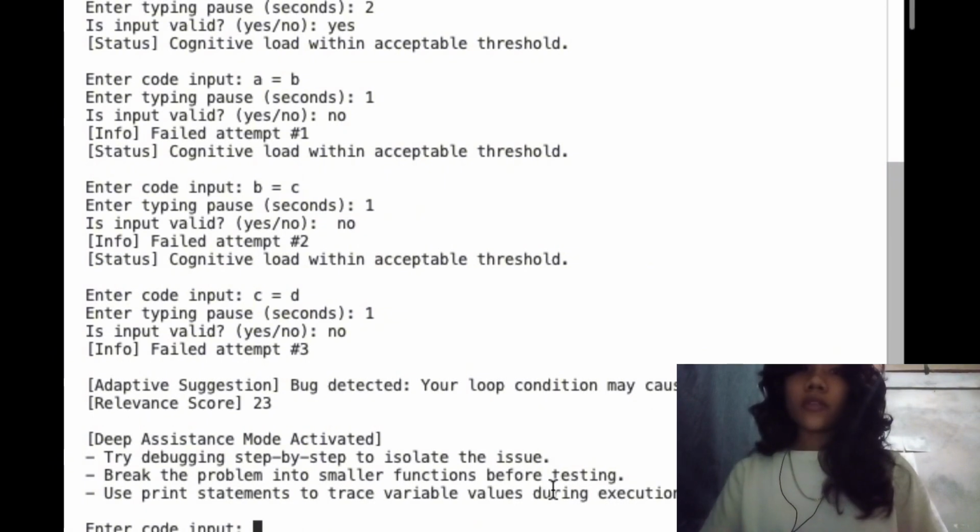On the third consecutive failure, deep assistance mode activates. It bypasses the standard suggestion and provides step-by-step debugging advice, such as break the problem into smaller parts and use print statements to trace variables.